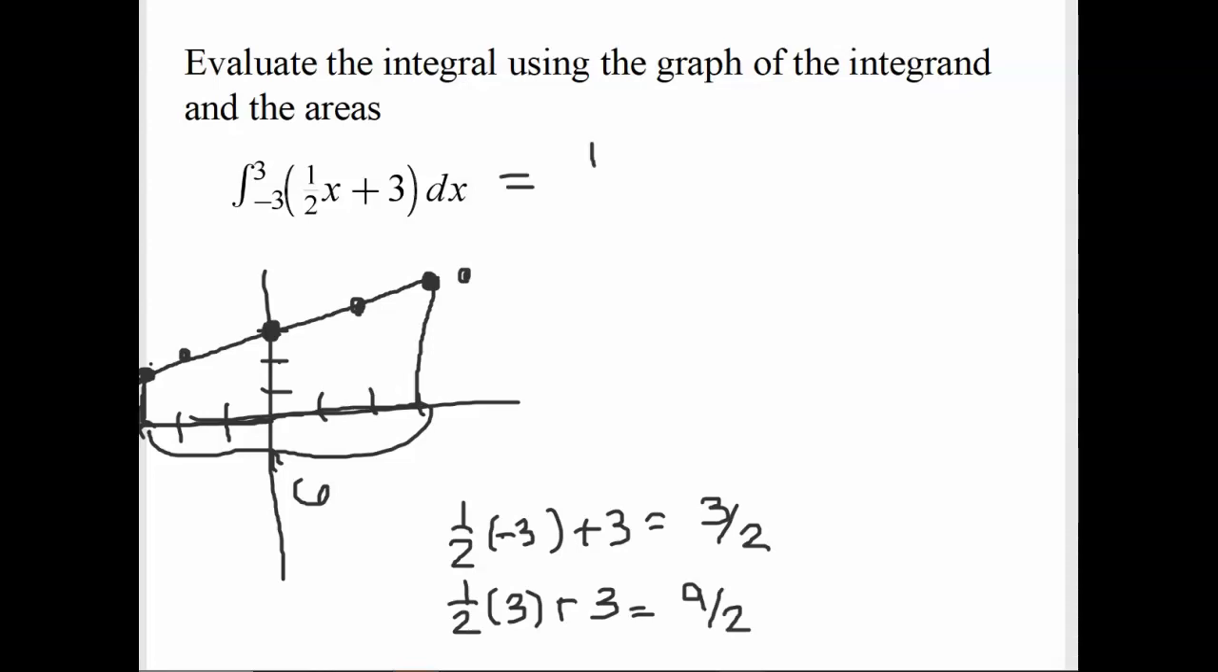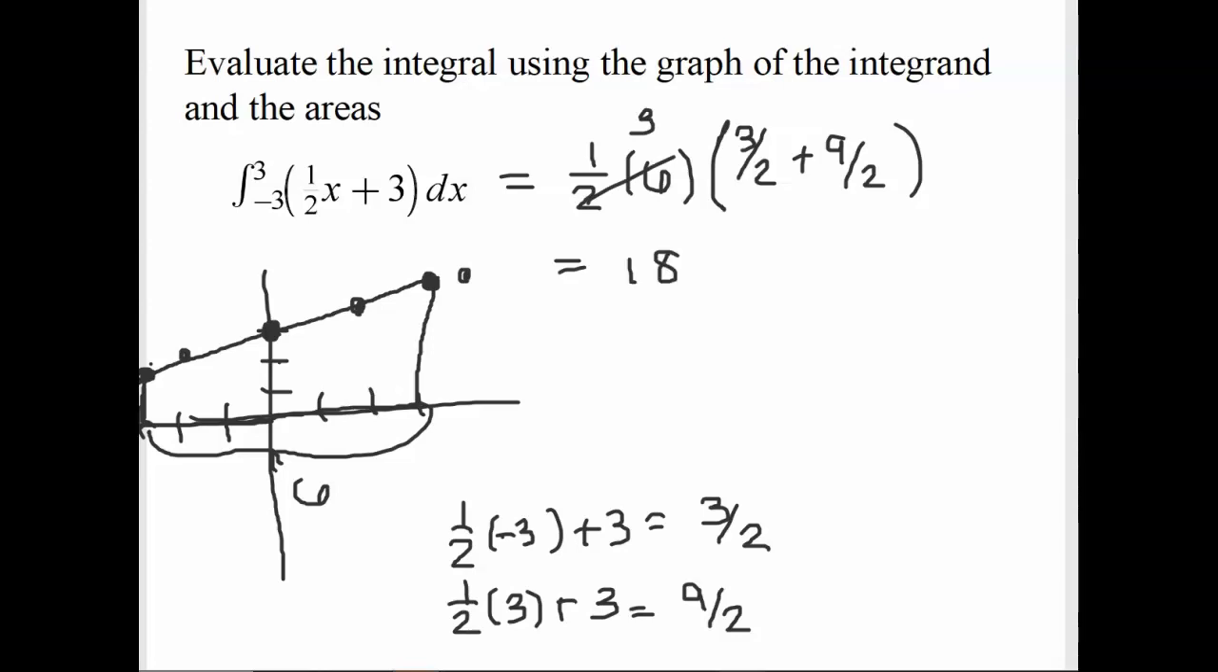So that becomes 1/2 the base, which is 6, and then the two little mini heights of 3/2 and 9/2. So you get 3 times 12/2, which is 6. So 3 times 6 is 18. So a lot of geometry.